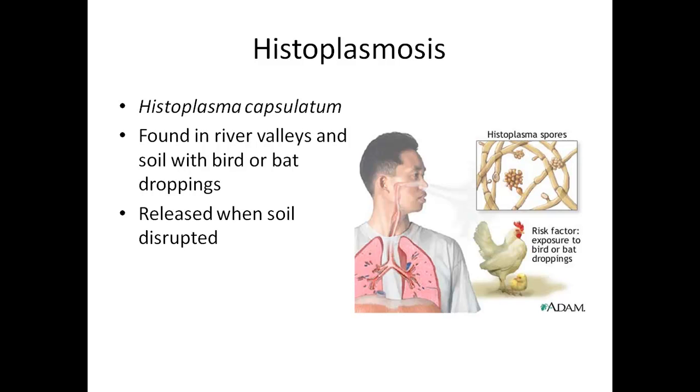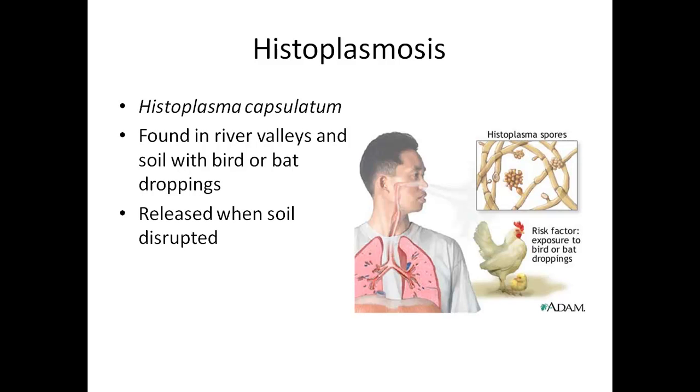So histoplasmosis. This will cause a pneumonia. Where is this found? It's found in the soil. It's a microscopic fungus found throughout the world in river valleys and soil where bird or bat droppings resume. It's released into the air when either the fields are plowed or people are sweeping out chicken coops or digging holes. Histoplasmosis usually affects the lung and causes a short-term treatable lung infection. The problem is it can disseminate or move, and that's where it becomes a little bit more of a problem.